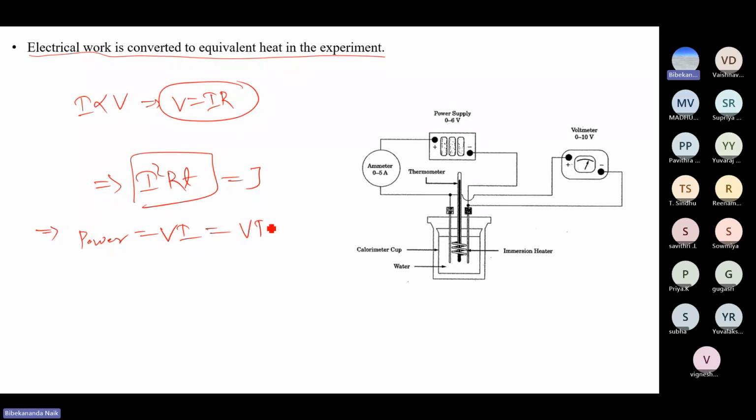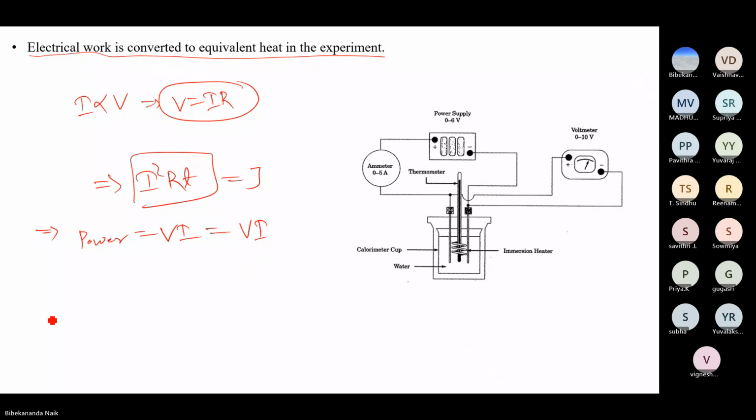So if you pass some current through this, as you can clearly see, this is a power supply of 0 to 6 volt, and an ammeter is connected in series, and there is a voltmeter to measure the voltage drop across the immersion heater. When the current passes through this immersion heater, due to its resistance, there will be heating of the water inside it, and due to the heating of the water, the temperature of the water rises, and that temperature is measured with the help of the thermometer.